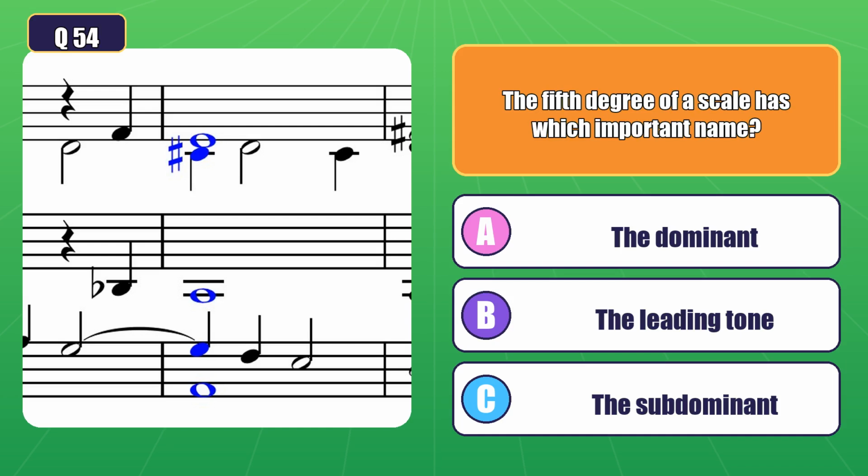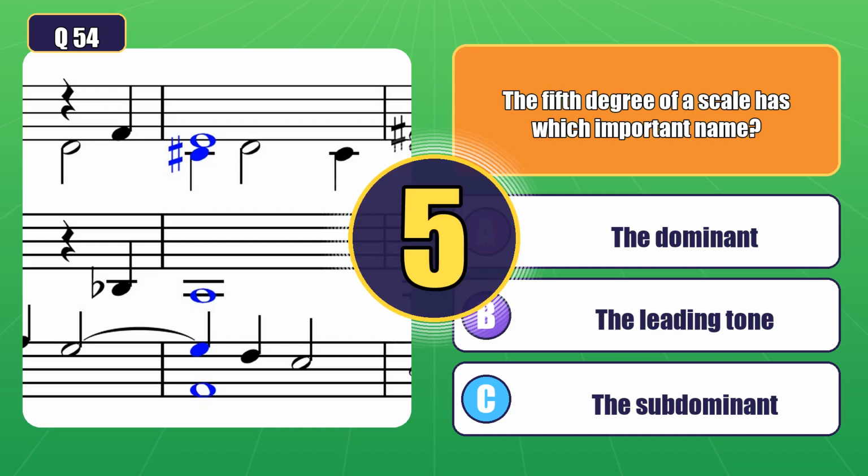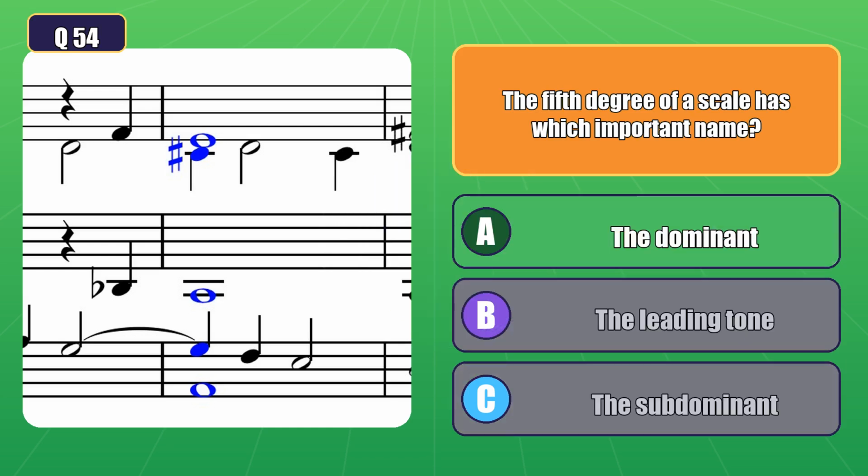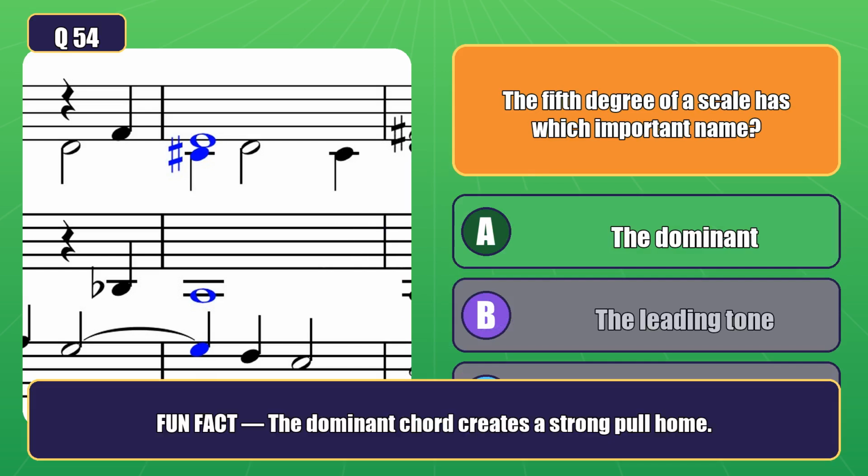Question number 54. The 5th degree of a scale has which important name? The answer is the dominant. Fun fact, the dominant chord creates a strong pull home.